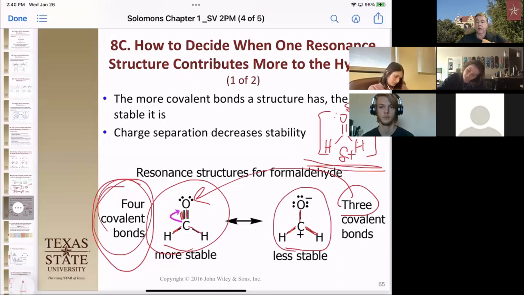Okay. All right. So we have Lewis dot structures that we use from our valence electrons. If we can write more, we have resonance, but we can see which of the resonance contributors contribute more to the hybrid. The one with more bonds, the one with the more stability contributes more to the hybrid.